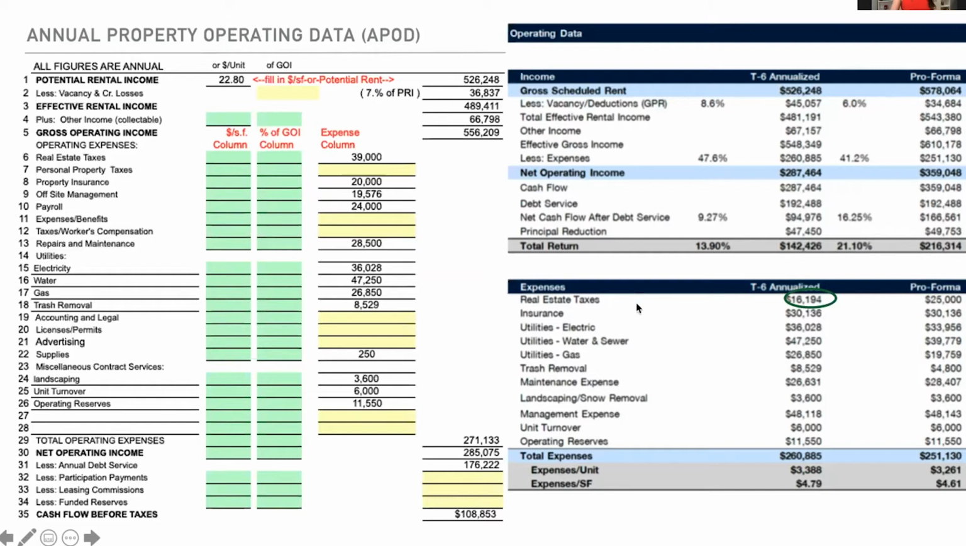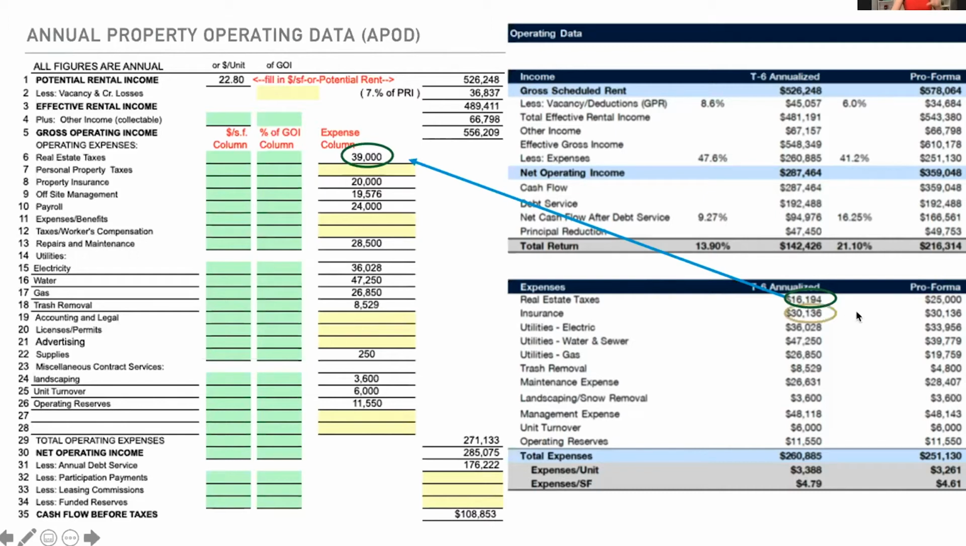But there are a few things you have to pay attention to, for example, real estate taxes. A lot of times you'll be surprised that listing agents actually don't put the right real estate tax. They still put the current real estate tax, not assuming that the real estate tax will increase by the time you buy the property, right? So that can make a big difference in terms of your net operating income. This is what you see from our analysis. It should be about 39,000, but they only had 16,194.